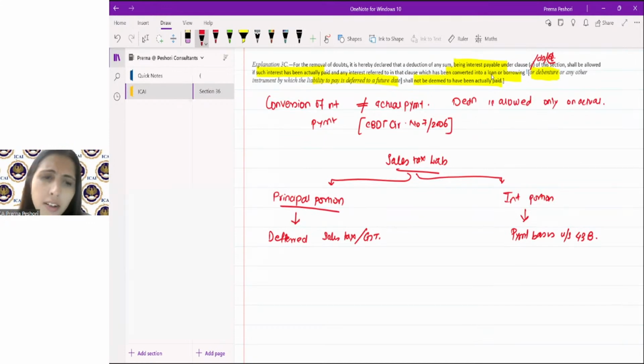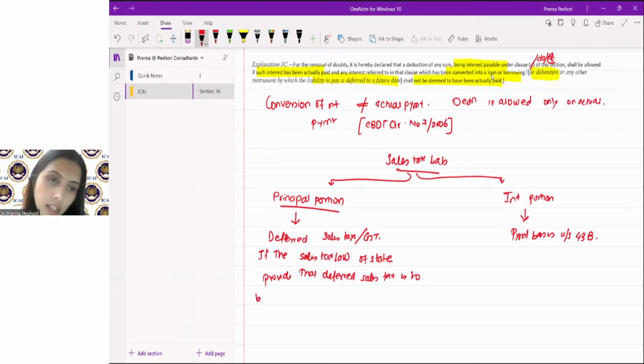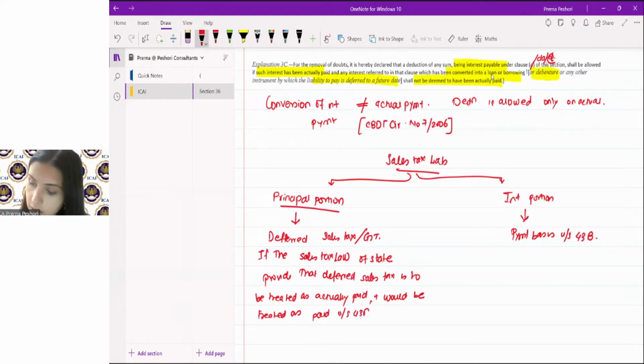So this is the old CBDT circular, in the context of the sales tax law of the state, which provides that deferred sales tax is to be treated as actually paid. It would be treated as paid under section 43B. Are we clear? Because the law provides in that particular manner.